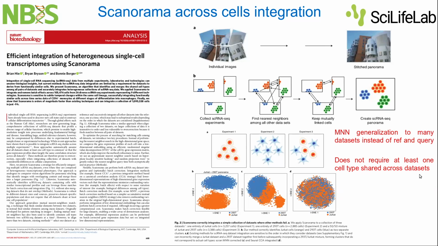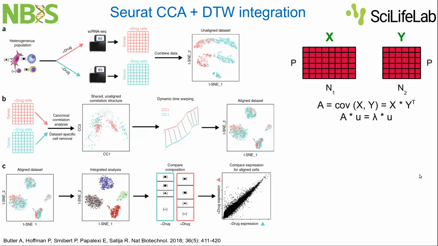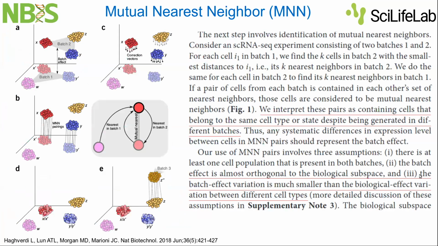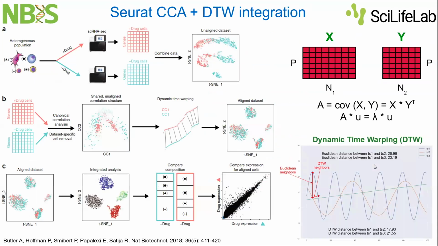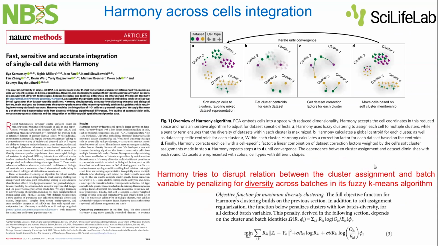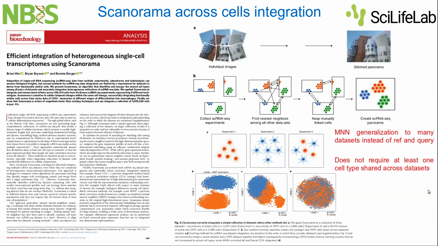And this was actually one of the assumptions. Somewhere here they were writing, number one assumption: there is at least one cell population that is present in both batches. So basically, Scanorama MNN was different from the original MNN in that batches with just a single cell type, which is not present anywhere else, were suddenly allowed.